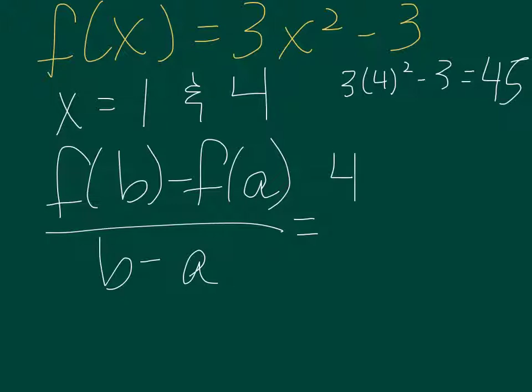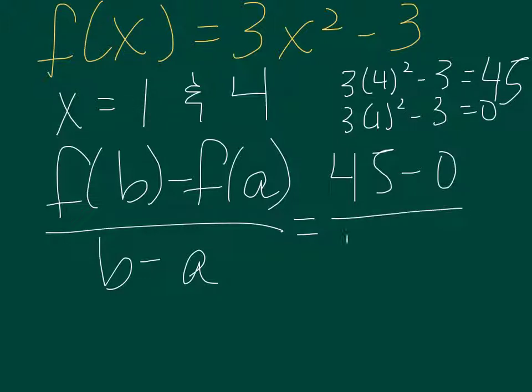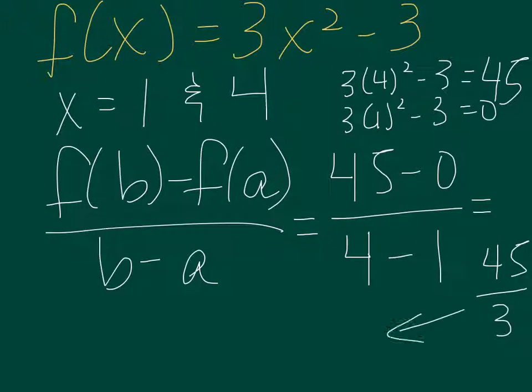So f of b, 45, minus f of a, which is 3 times 1 squared minus 3, 0, over b, which is 4, minus a, which is 1. So we have 45 over 3. And simplify that. 45 divided by 3, 15. That is your average rate of change for the graph of 3x squared minus 3 in the interval 1 to 4.